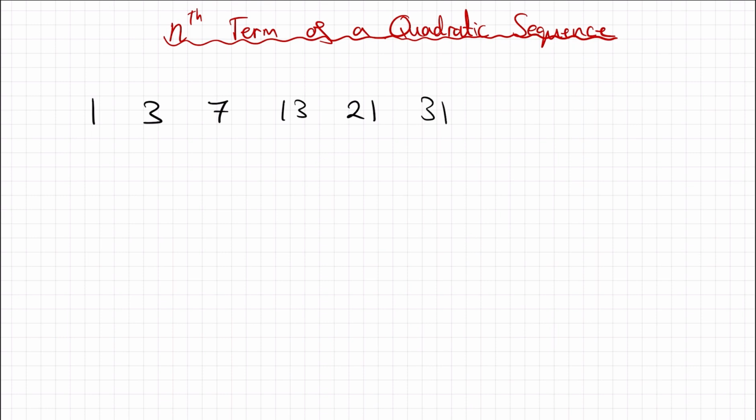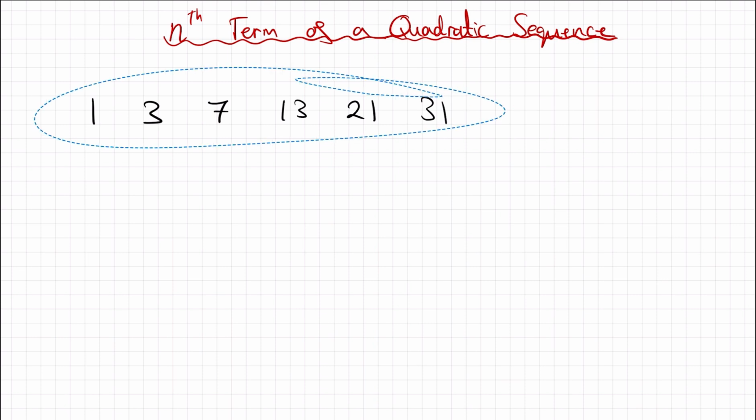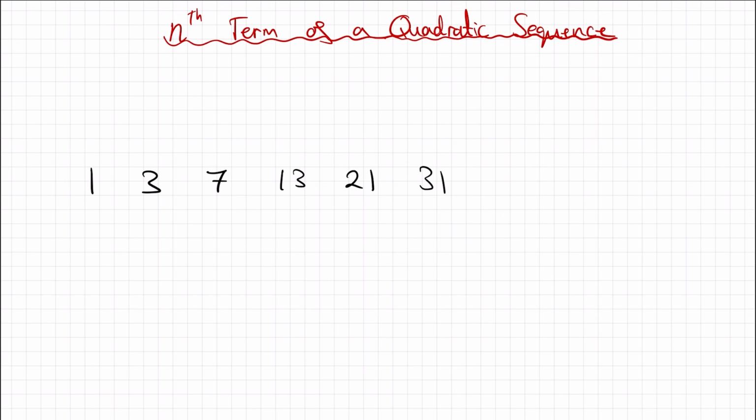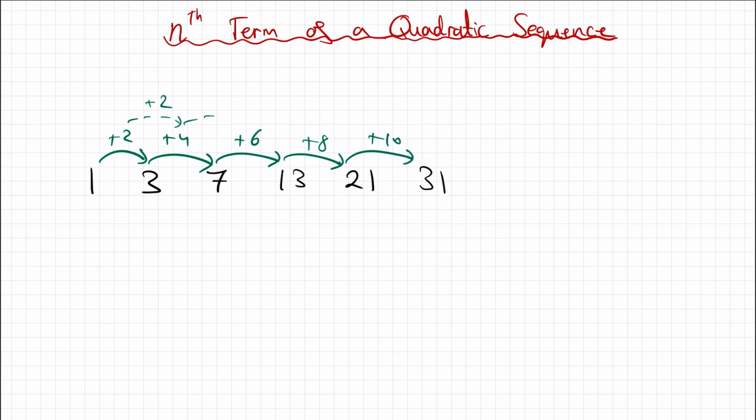Okay, so let's look at the difference first. You can see the difference between each term is actually not constant anymore. We have plus 2, plus 4, plus 6, plus 8, and plus 10. But one thing you might notice is that the difference between the differences of each term is constant. So that's the fact which we're going to use, and I'm going to show you guys how we can work out the nth term. So it's slightly more complicated.